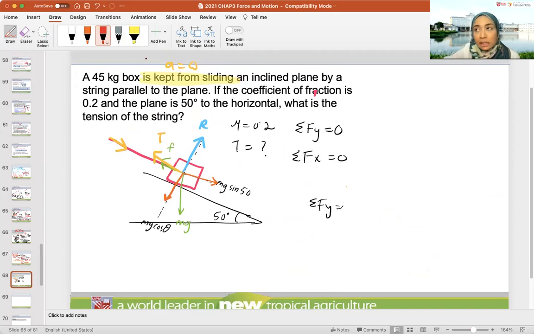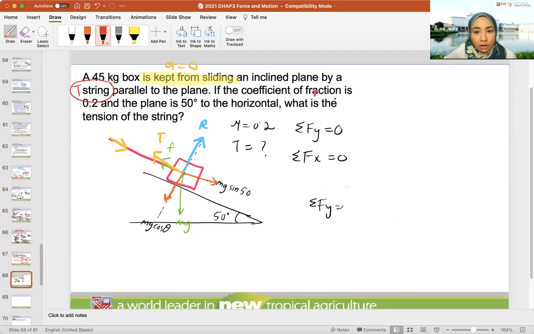So kept from sliding, kita halang dia daripada bergerak. So we know that A is equal to 0. So this is a system in equilibrium. An inclined plane by a string parallel to the plane. So string, immediately I know that I should be having tension.